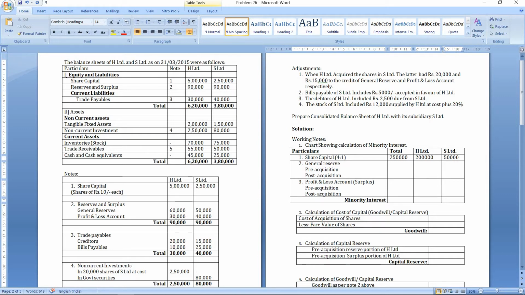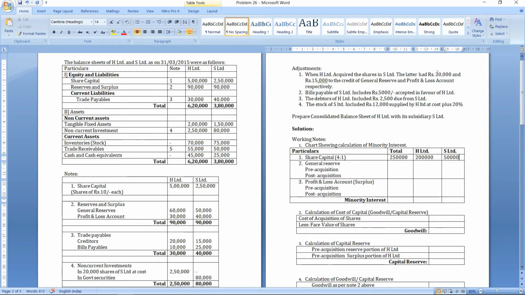Now next is general reserve. To identify what is pre-acquisition reserve and post-acquisition reserve, date of purchase of shares is important, but in this problem no such information is given. But look at this adjustment. It says when H Limited acquired the shares in S Limited, the latter had 20,000 and 15,000 to the credit of general reserve and profit and loss account.